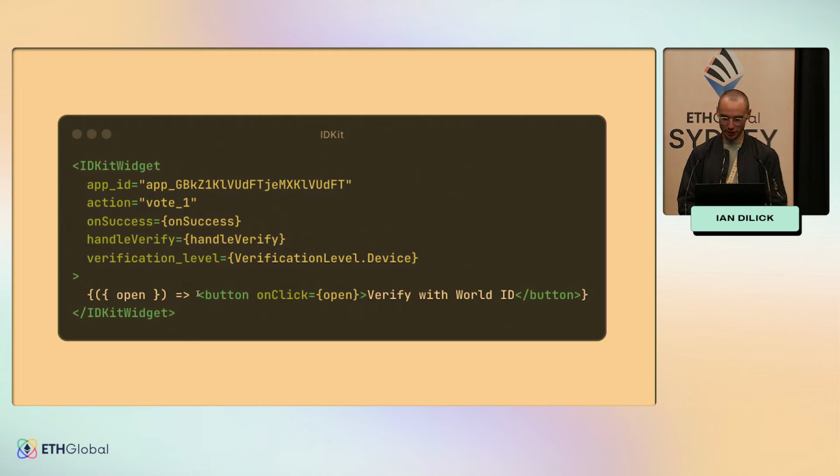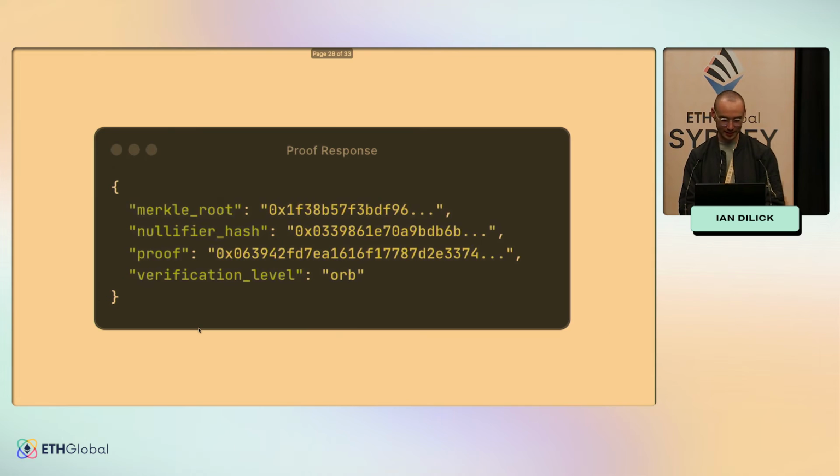And then there's one child component, and that is the button that will open IDKit. You can configure that button to look like whatever you'd like. It's totally up to you. And then we get this proof response back, as we saw earlier.